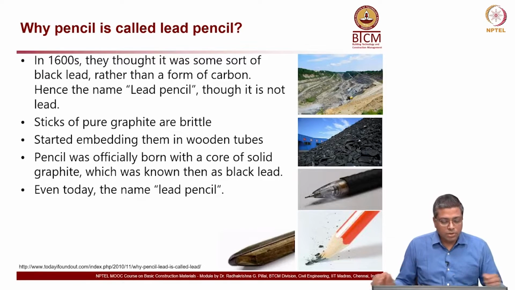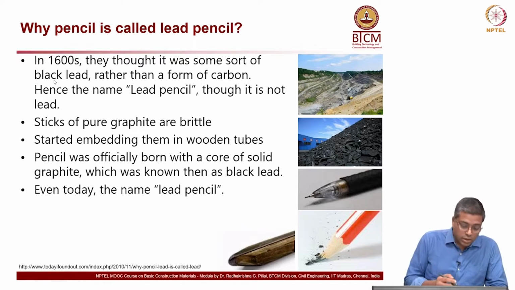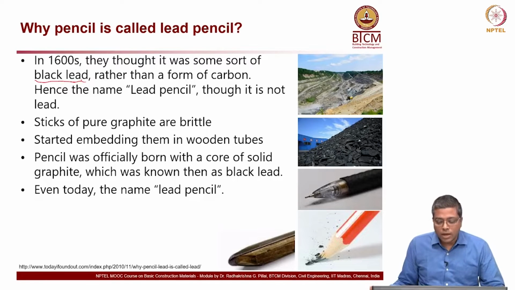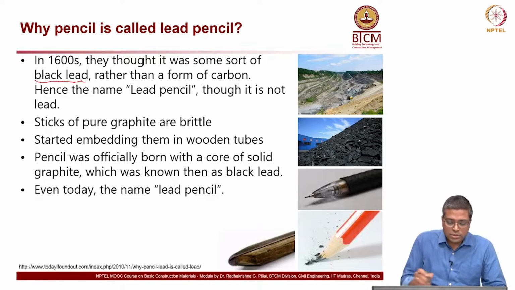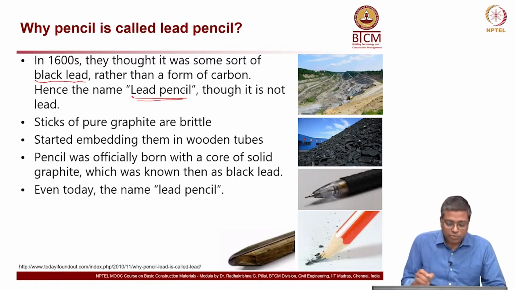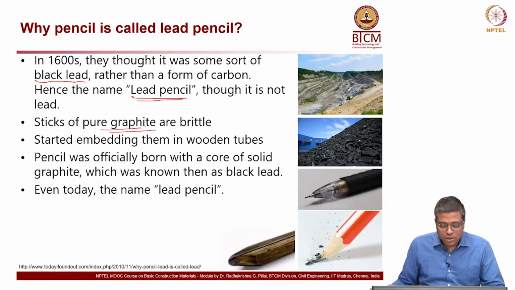It was when this particular material was discovered in 1600s, the black lead, it was some sort of black color lead, it looked like that, and rather than a form of carbon, and hence the lead pencil, people started calling it lead pencil, although it is not really lead. Now, sticks of pure graphite is what is actually used in our pencil, and they are very brittle in nature, as you know it very well.